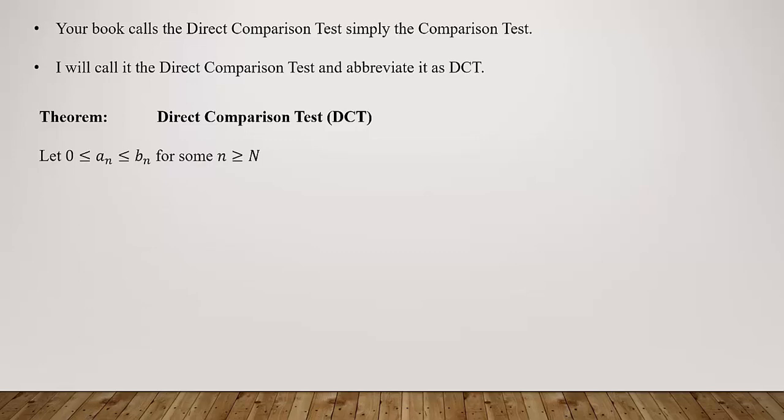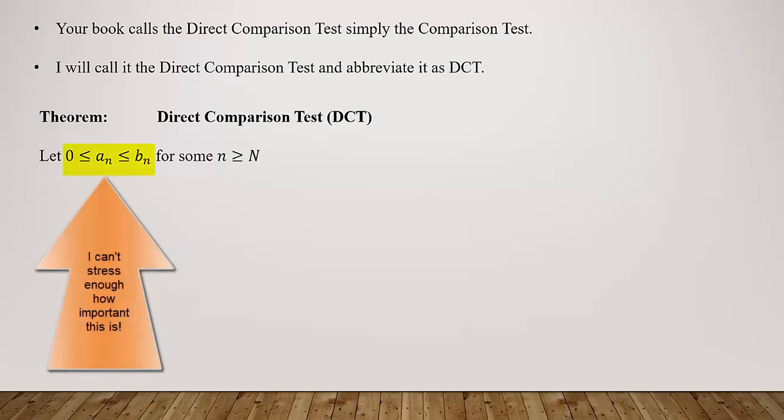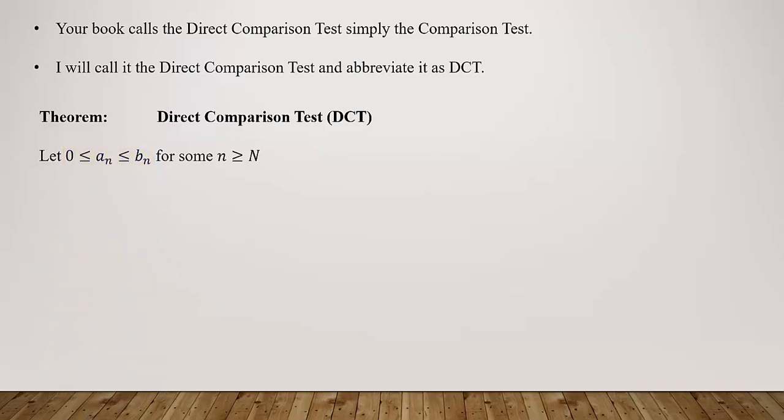Let 0 be less than or equal to a sub n, less than or equal to b sub n, for some little n bigger than or equal to uppercase N. That's a really important preamble there. Just the part a sub n less than or equal to b sub n. Well, first off, notice since a sub n and b sub n are both greater than or equal to 0, we're dealing with series that will not have any negative terms. So that's the first really important thing about the preamble. The second important thing about the preamble is a sub n is less than or equal to b sub n.